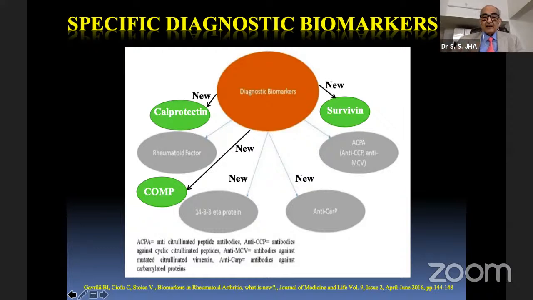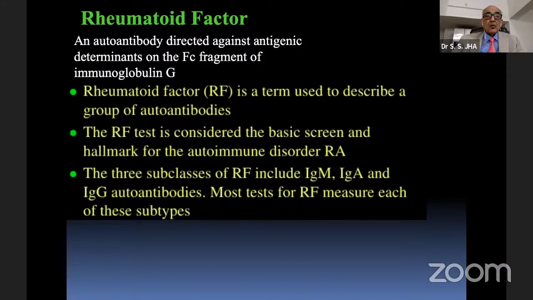So the two classical conventional well-established markers are, number one, rheumatoid factor, and the other is anti-CCP, that is, antibodies against mutated citrullinated peptides. In the same category of ACPA, we have anti-MCV, antibodies against mutated citrullinated vimentin. So this also is new. There are so many new ones arriving. One you can see here, calprotectin; the other is COMP; the third is 14-3-3 eta protein; another is anti-carbamylated protein; and then survivin. So friends, let's look at them one by one.